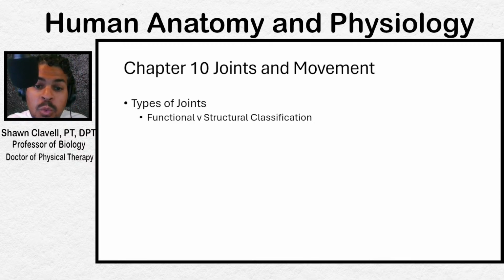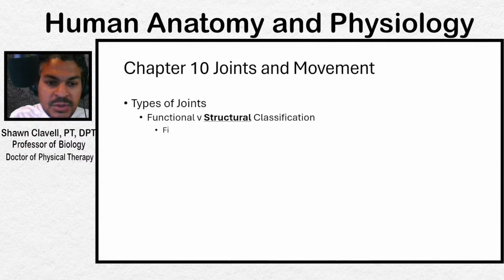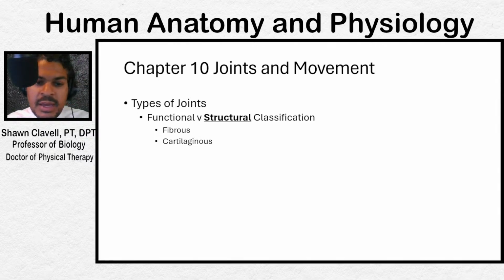Particularly, we like to talk about the structural classification, and there are three different types. There are fibrous joints, which tend to be not as movable. There are cartilaginous joints, which can range in movement from little to no movement. But synovial joints are really the joints that are related to movement and take over chapter 10. So underline these synovial joints, because they are responsible for movement.